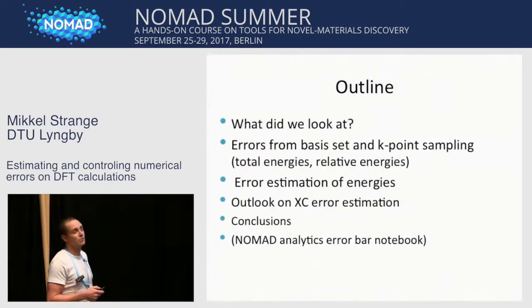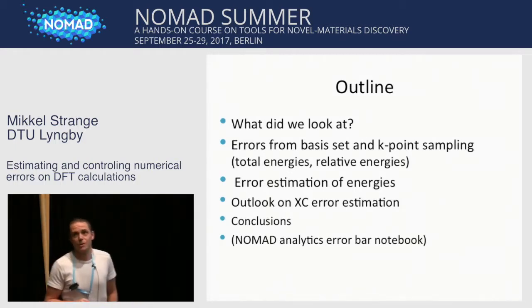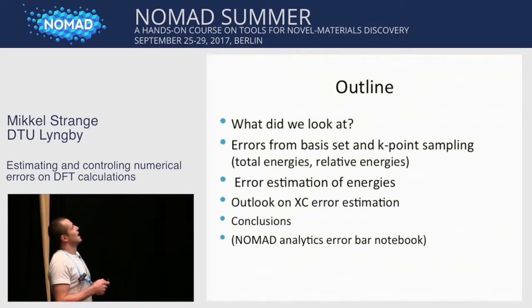So first, what materials or what data set did we look to take to do this higher accuracy calculation for, and then look at errors. And then these two sources of errors, like basis set and k-point sampling. So I'll talk about errors in total energies and relative energies. We looked at much more, but I don't have time to talk about that today. And then this is just looking at how it goes for the codes, and then we will try to do some simple estimation of the errors.